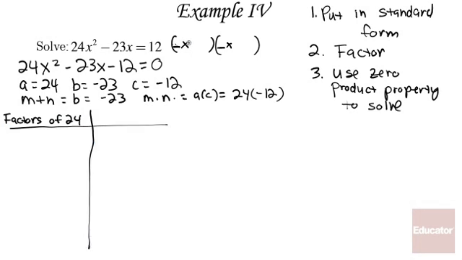I also know that since c is less than 0, these 2 terms, which we've called p and q before, are going to have opposite signs. So these 2 terms right here are going to be opposite signs. The other thing I know is that these last 2 terms, their product will be 12.